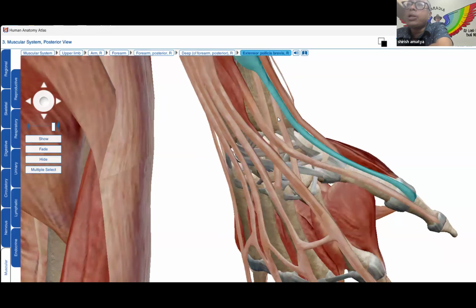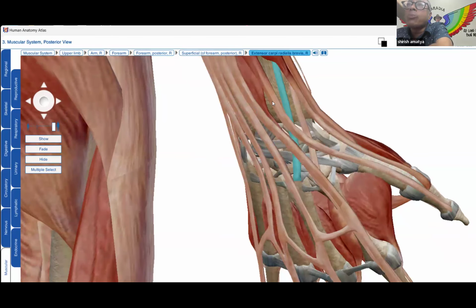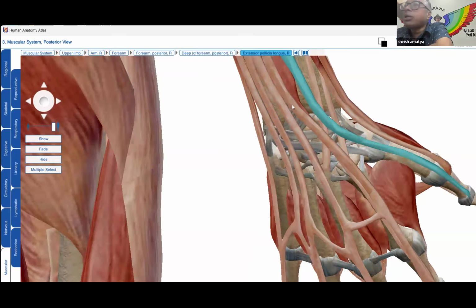The second compartment has extensor carpi radialis longus, and another one is extensor carpi radialis brevis. Okay, longus first, then comes brevis. So these 2 tendons are of the second compartment. The third compartment has only 1 tendon, that is extensor pollicis longus, and it is coming from here and going away laterally, crossing over the second compartment, and going to the thumb, the distal phalanx of the thumb, and then comes the fourth compartment.